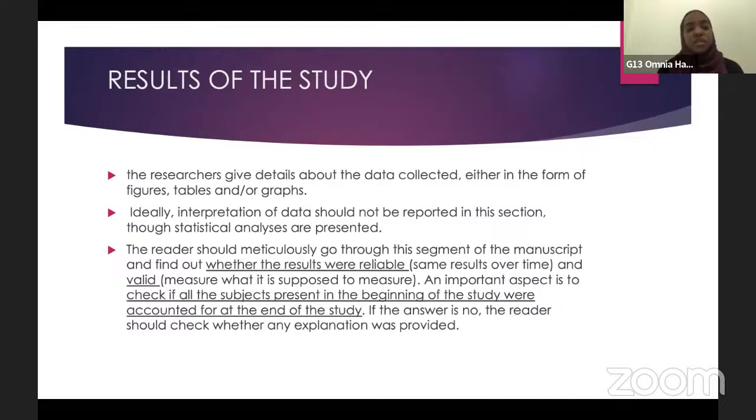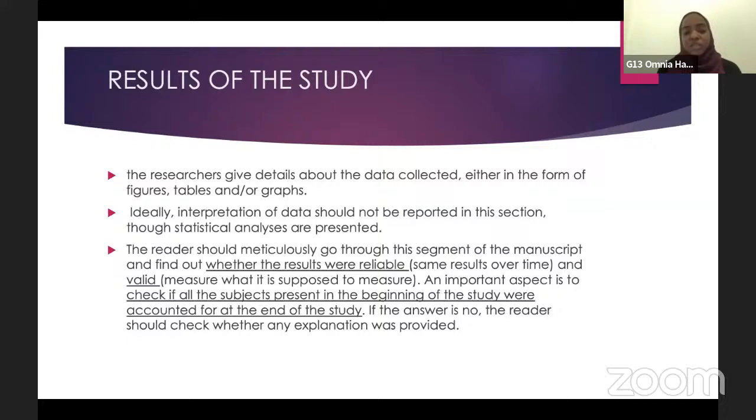So in this section, the researcher gives details about the data collected, either in the form of figures, tables, or graphs. Ideally, interpretation of data should not be reported in this section, but statistical analyses are presented. So at this stage, the reader should meticulously go through this segment of the manuscript and find out whether the results were reliable, meaning the same result over time, and whether these results are valid. Validity means the research measured what it was supposed to measure.